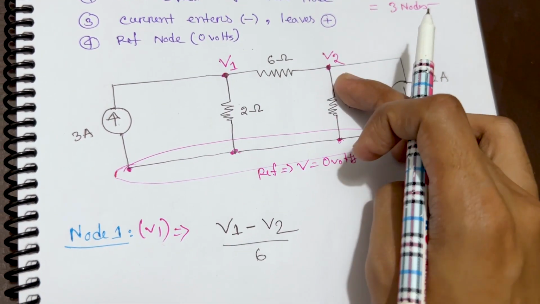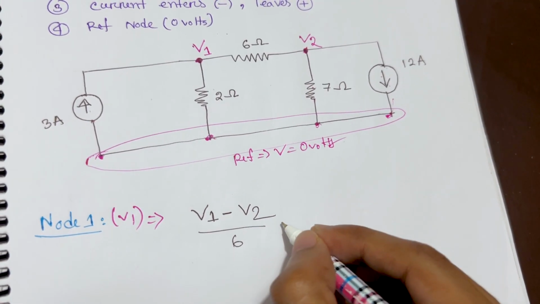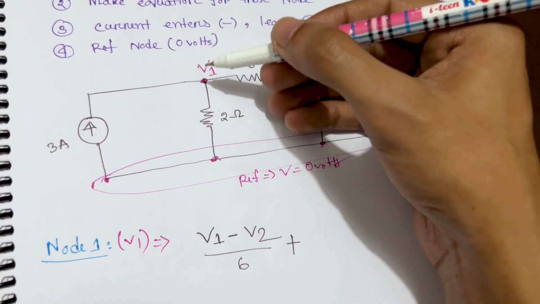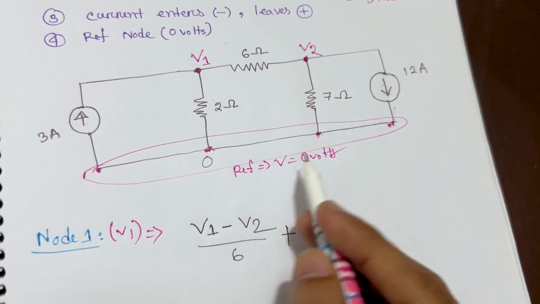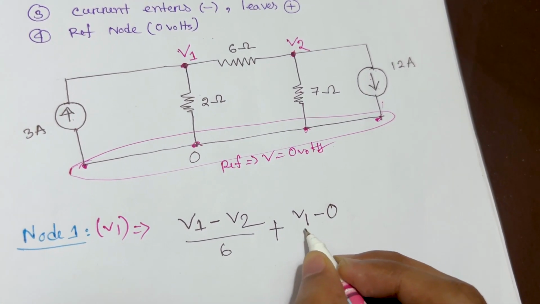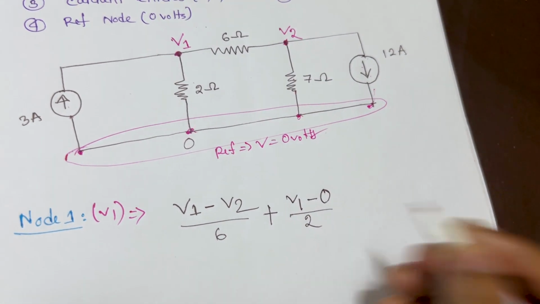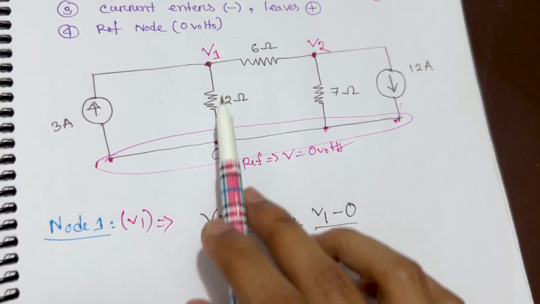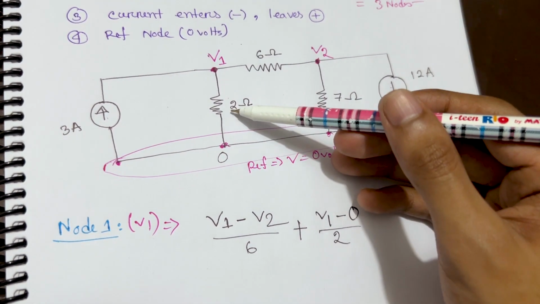We need to find (V1 minus V2) upon 6. This is because the 6 ohm resistor is between them, then positive, and this is actually the I. And then we have V1 minus another, which we can call 0 because this is the reference voltage, so V1 minus 0 because there is no voltage here, it is 0, and there is a 2 ohm resistor. Okay, and then we need to work with this position as well. V1 minus the reference divided by 2 because there is a 2 ohm resistor there.